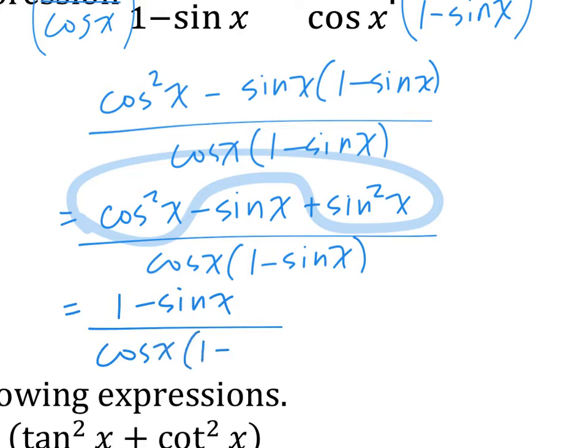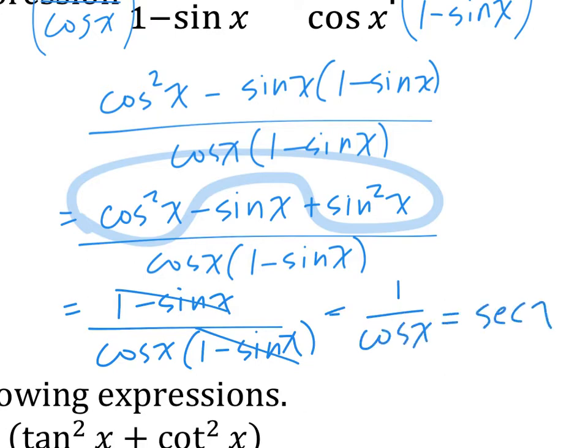Okay, now we see it, right? I hope. This is like one step away from the answer. This cancels. 1 over cosine, so secant x. All right, good. All right, next, we're going to use these skills to help us solve some problems.